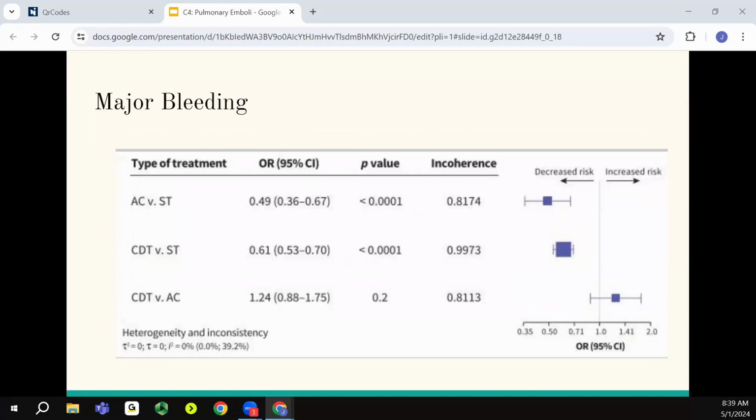Catheter-directed thrombolysis and anticoagulants both have a lower association of major bleeding compared to systemic thrombolysis. Although it's worth noting that there was a lot of heterogeneity about what was considered major bleeding, and in some of these studies, it actually didn't specify at all what major bleeding meant. It just used the term major bleeding.